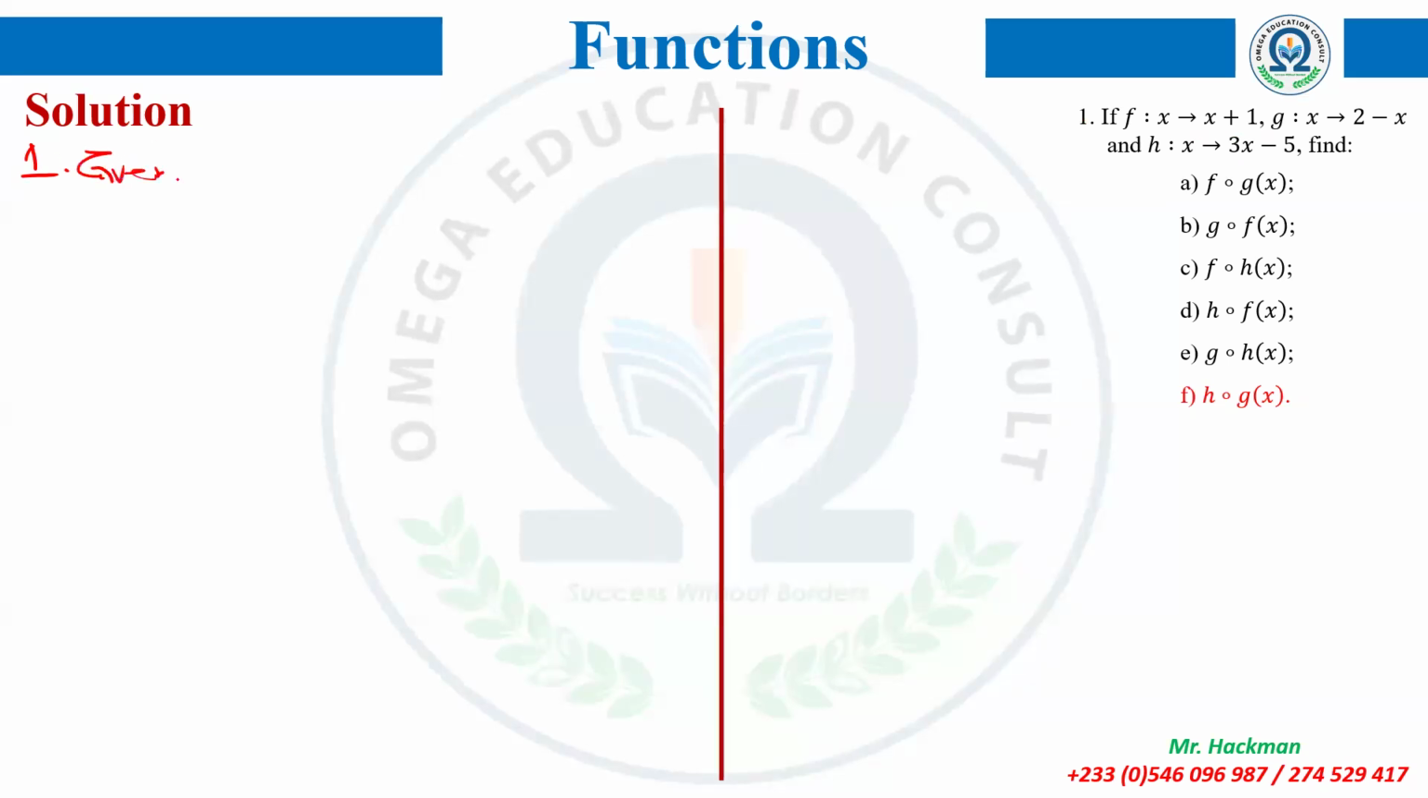Given, do I extract the function in the arrow form? No, please. Remember, you avoid extracting the function in the arrow form. You extract it in the corresponding relation form. So that would mean f of x is equal to x plus 1. Then the relation form of g is such that g of x will be equal to 2 minus x. And the relation form of the function h will be h of x is equal to what? 3x minus 5. All correct?